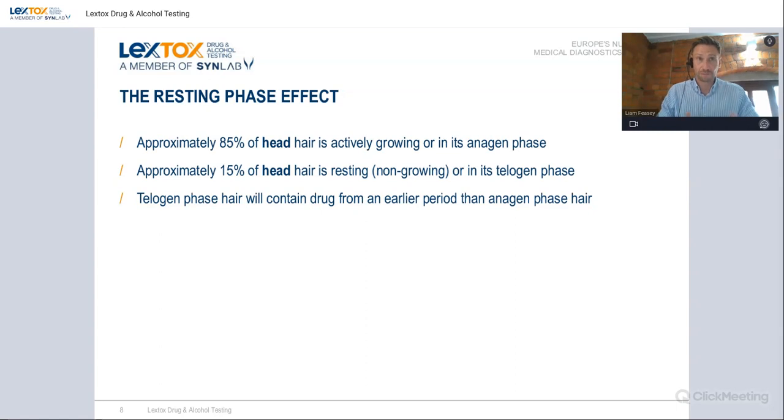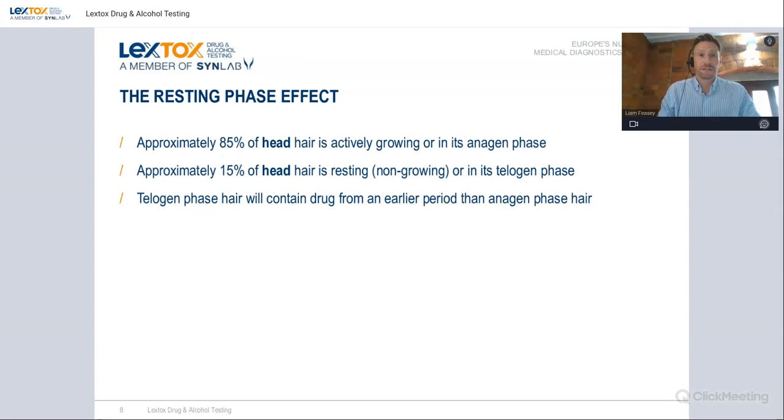So what this means is that hair will grow for a number of years and then actually stop growing and remain on the scalp for a period of up to about 6 months in this resting or non-growing phase before it is then shed and replaced by new hair. So when we take a hair sample, a small proportion of this hair is in this resting or non-growing phase. Now, this will contain drugs from an earlier time period.